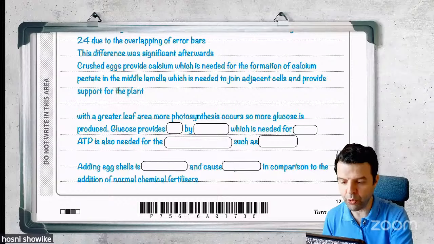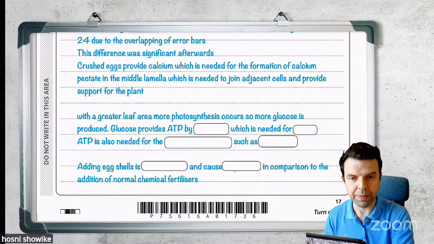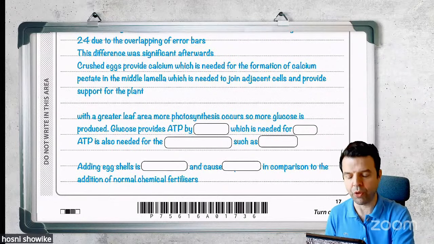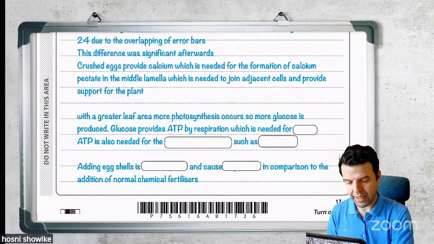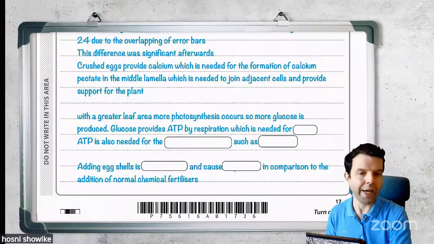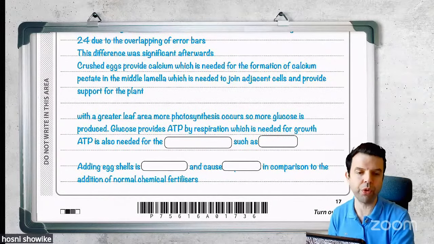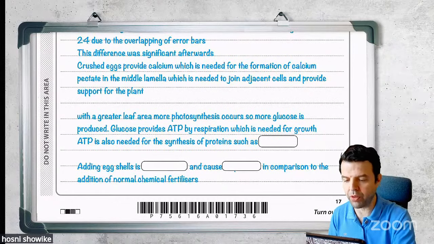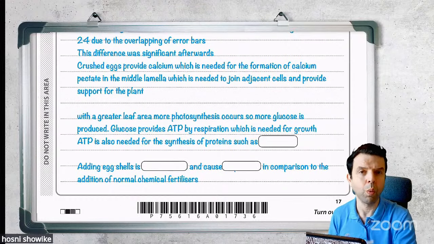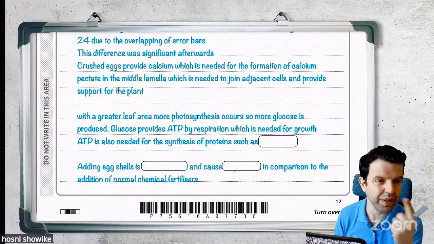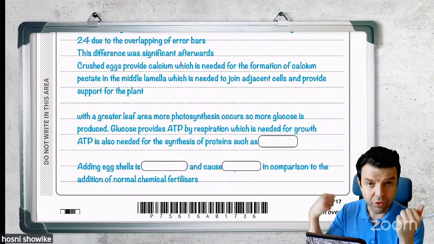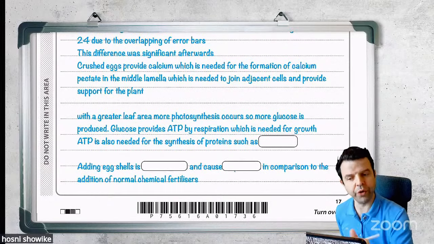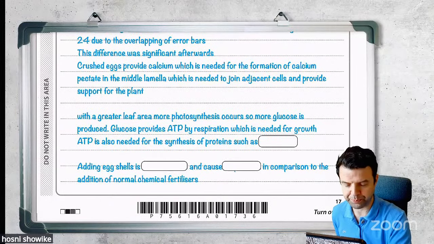Glucose provides me with what? Provides me with ATP, just like what you were asking, by the process of respiration. And that is needed for what? Why is ATP necessary? It's needed for growth. ATP is also needed for the synthesis of protein. Why am I suddenly talking about proteins here? Listen, it's growth, right? So which biological molecule necessary for growth is nothing but protein, okay?